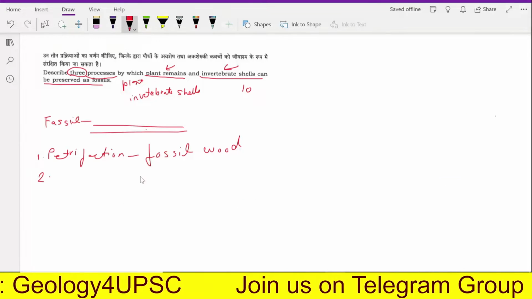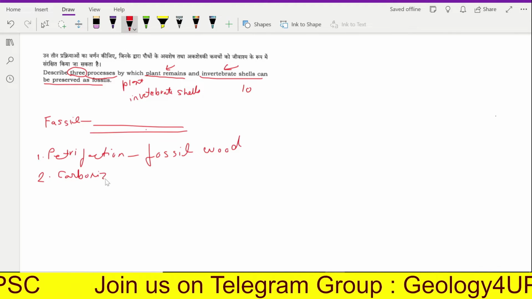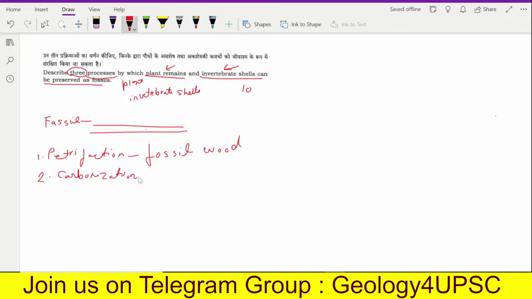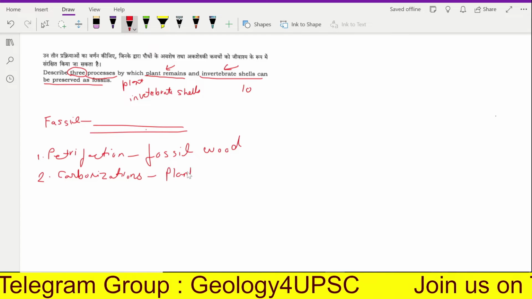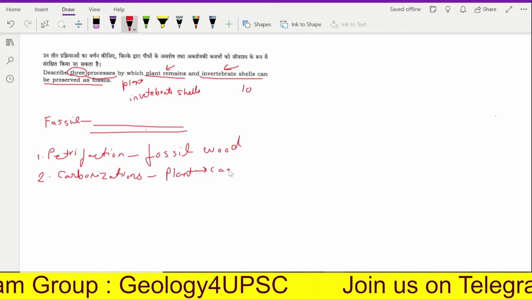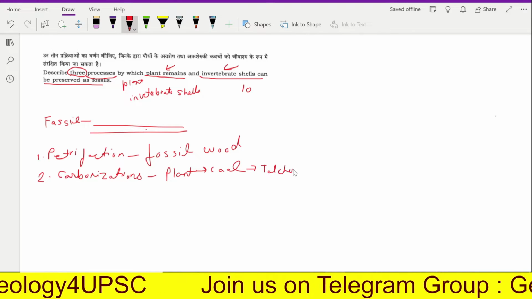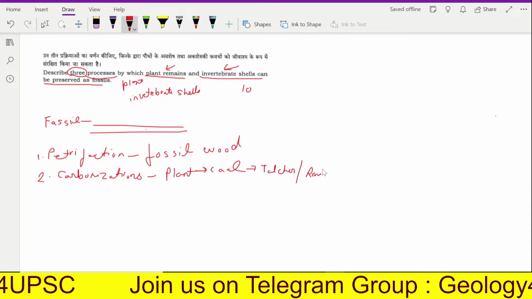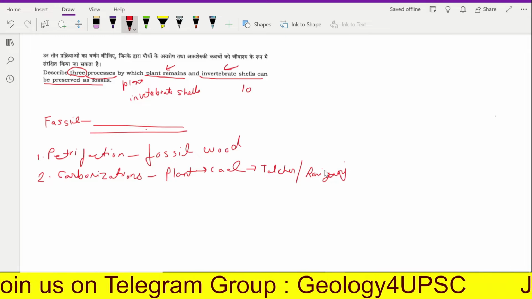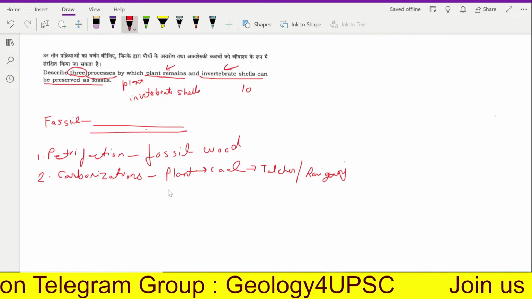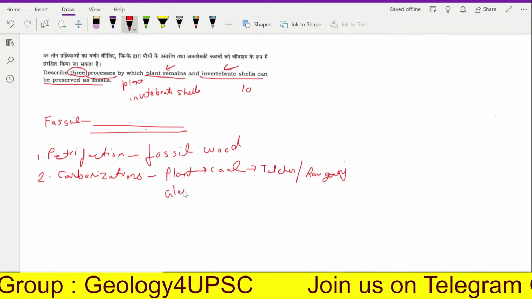Coming to the second point: carbonization. In simple terms, it means turning to carbon. For all the plant fossils, it means plants turning to coal. You have to give the examples of Raniganj and Talcher, which are Indian coal fields. You have to give these examples, and also examples of plants which are carbonized.